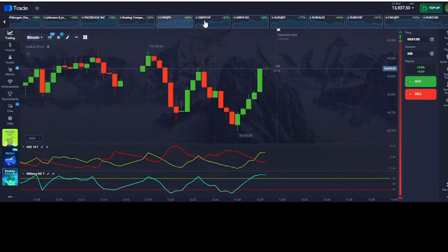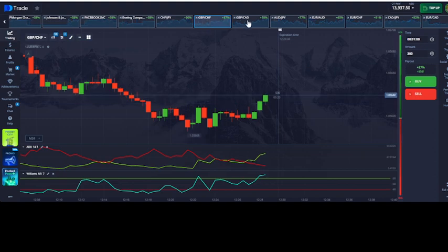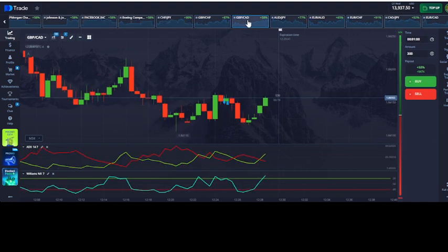The assets appear at the top of the chart. That way I can quickly go through the various charts and analyze them.